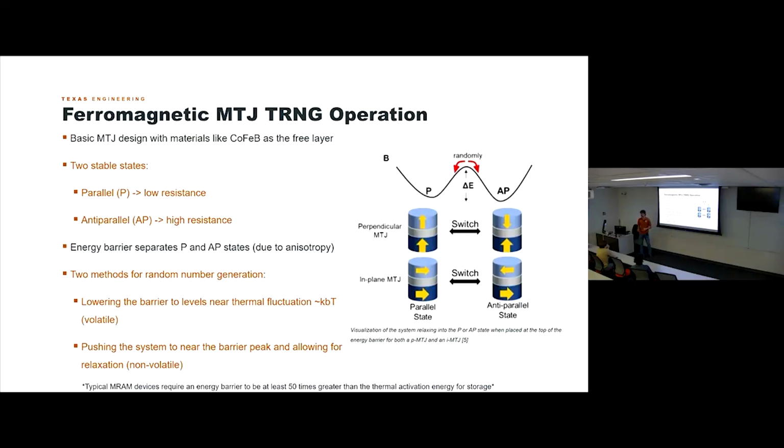Just to give a typical idea, a lot of memory uses an energy barrier of at least about 50 kBT to allow for the stability to keep these bits. For our true random number generators, this value is a lot lower. I saw some on the level of 12 and even lower than that when you leverage some of the anisotropies as well.